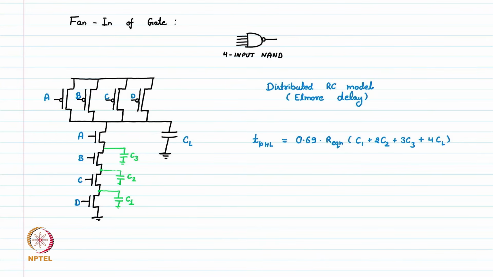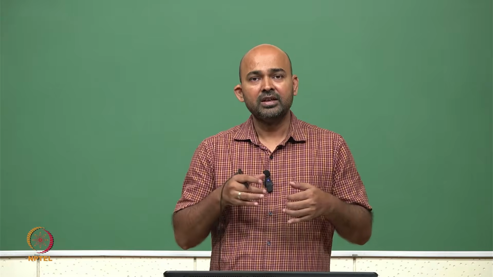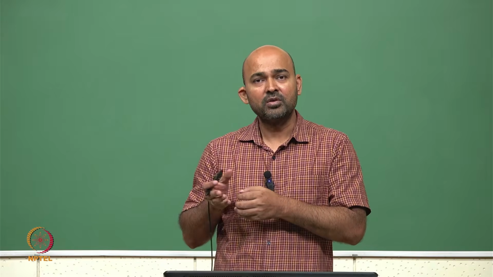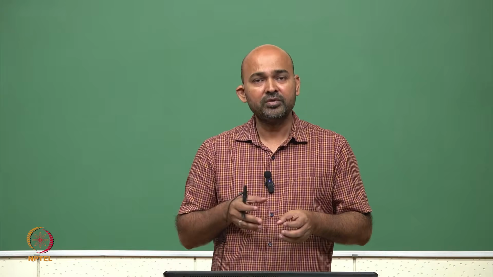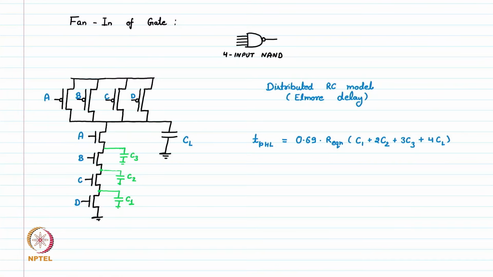So we can say that having a large number of inputs to the gate is bad in terms of delays. The delay of this gate degrades very rapidly with the number of inputs we have. We can see that this delay degrades almost quadratically in the worst case. This is a very important point.